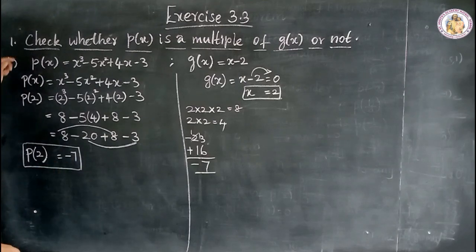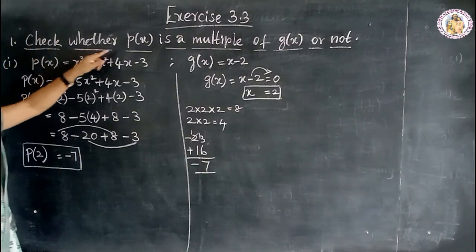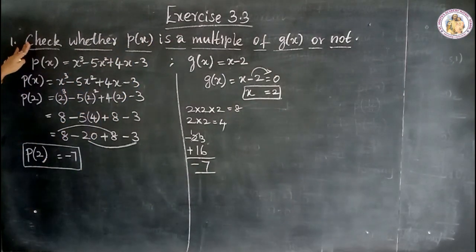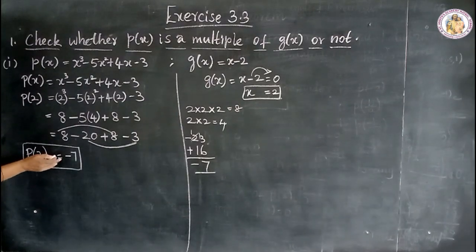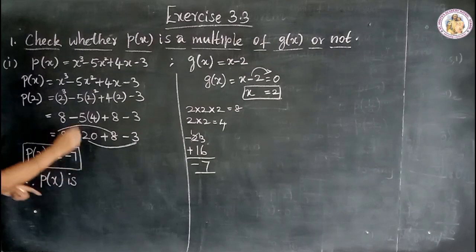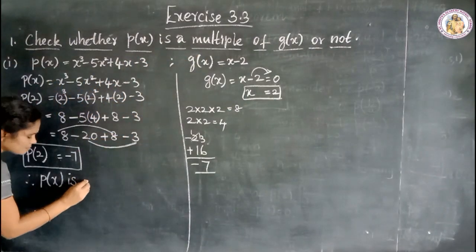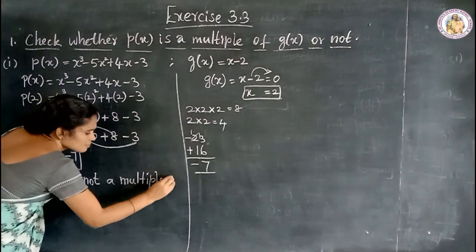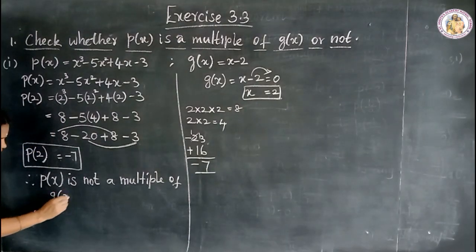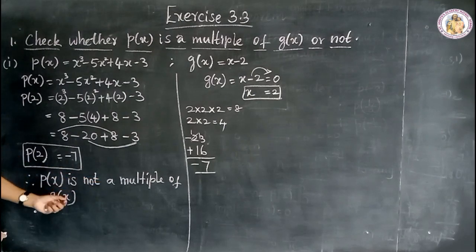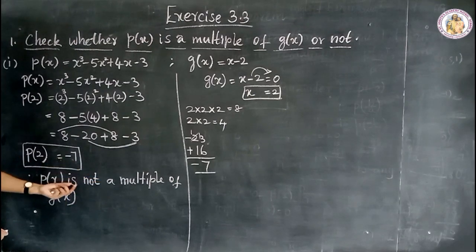In the question we are asked to check whether p(x) is a multiple of g(x) or not. If it is a multiple, p(2) must be equal to 0. But here we have p(2) is equal to minus 7. Therefore p(x) is not a multiple of g(x). If it were 0, we would write that p(x) is a multiple of g(x). Here we have minus 7, so it is not a multiple of g(x).